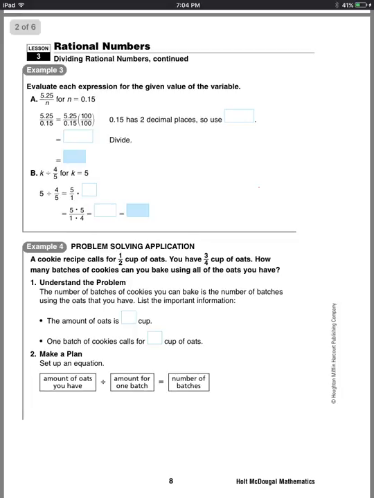Okay, now we have evaluate each expression for the given value of the variable. In the first lesson, we talked about evaluating, meaning finding the answer, and they're going to give you a value they want the variable to equal, and they're going to solve that problem.